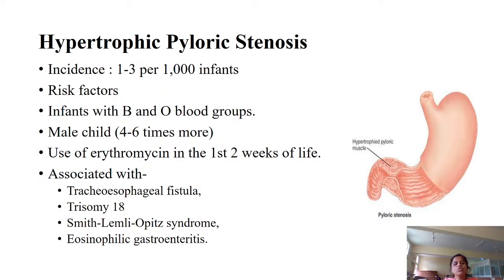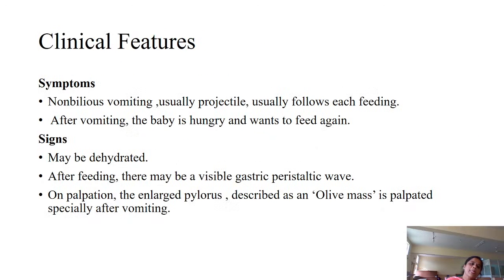Incidence is 1 to 3 per thousand infants, and males are more commonly involved. There might be a history of erythromycin use in the first 2 weeks of life. Infants with B and O blood group associations have been found, and it is sometimes associated with tracheoesophageal fistula, trisomy 18, Smith-Lemli-Opitz syndrome, and eosinophilic gastroenteritis.